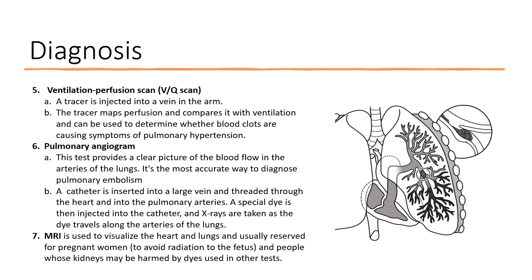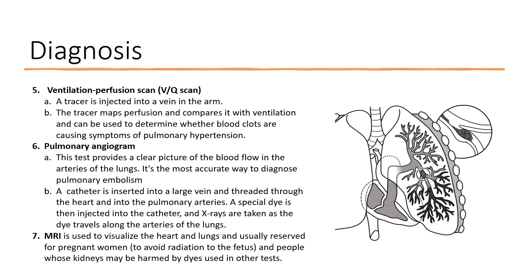Sixth is pulmonary angiogram. This test provides a clear picture of the blood flow in the arteries of the lungs. It's the most accurate way to diagnose pulmonary embolism, but because it requires a high degree of skill to administer and has potentially serious risk, it's usually performed when other tests fail to provide a definitive diagnosis.